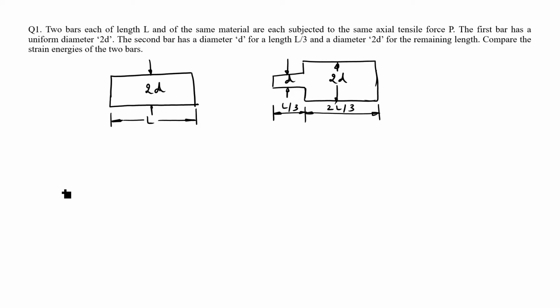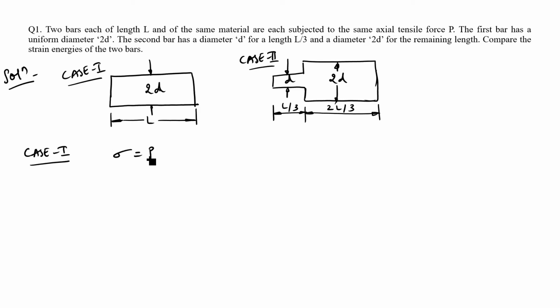Compare the strain energies of the two bars. So we have to compare the strain energies. Now let me call this case 1 and this diagram case 2. Let's take up case 1 first. When I talk about case 1, let me say the stress is P by A. Now I have not shown the load here. You can also show it by marking P on both sides. P is going to remain as P.